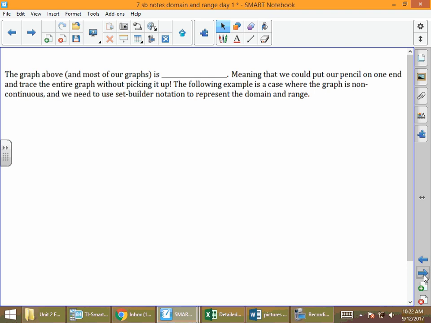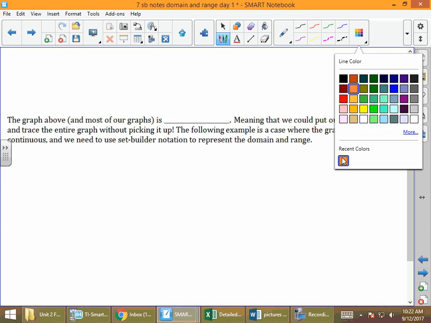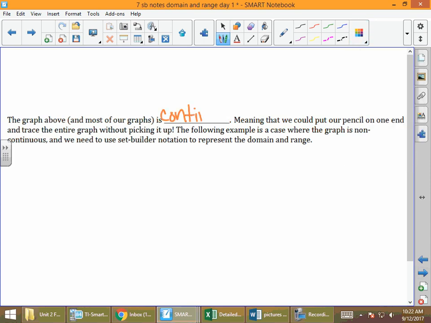The graph above, and most of our graphs, is continuous, meaning that we could put our pencil on one end of the graph and we can draw the entire graph without lifting our pencil up. The following graph that we're going to deal with here is not going to be continuous, and when we don't have a continuous function, then we need to use set builder for our domain and range.